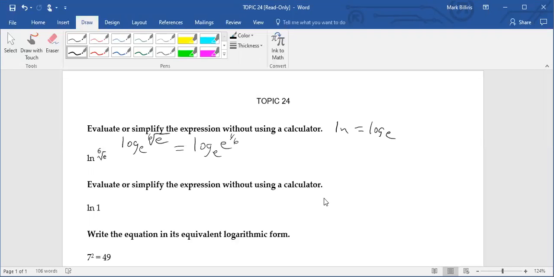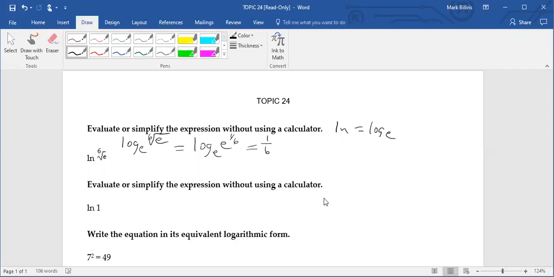So now keep in mind that anytime our bases are the same, our answer is simply the exponent, which in this case is 1/6. And that should make sense because a logarithm is an exponent. So this is asking e raised to what power gives us e to the 1/6. So of course, e raised to the 1/6 power equals e to the 1/6 power.